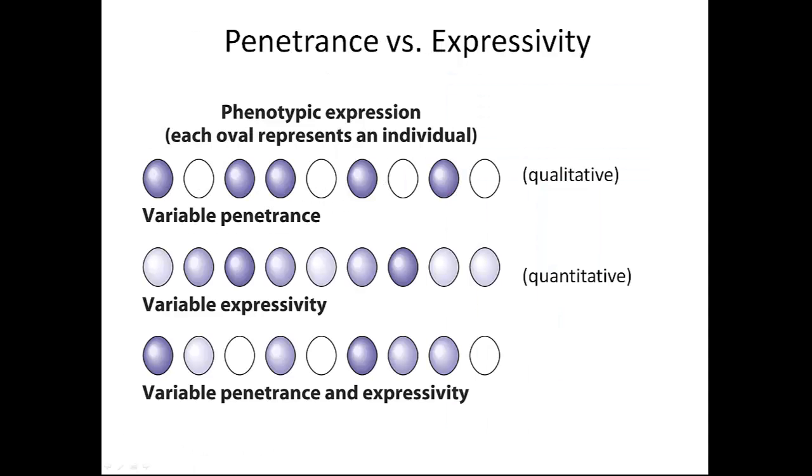If you compare and contrast penetrance versus expressivity, penetrance is looking at whether you have that phenotype or not. And so here, maybe all these individuals have the allele where you would expect them to show a particular phenotype, but only a fraction of them actually show the expected phenotype. Varying expressivity is how strong or how weak that expression of the trait actually is. And of course, you can have both of those occurring at once.